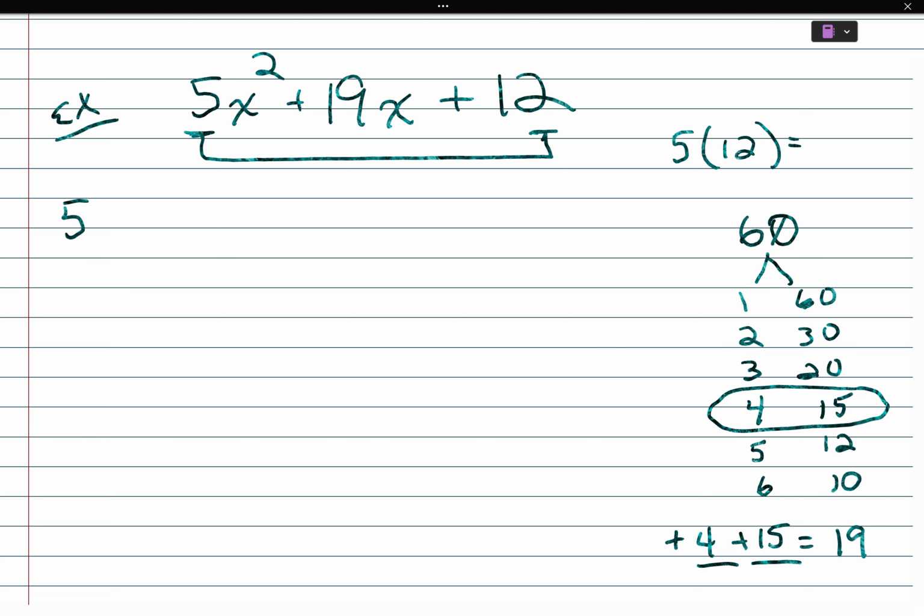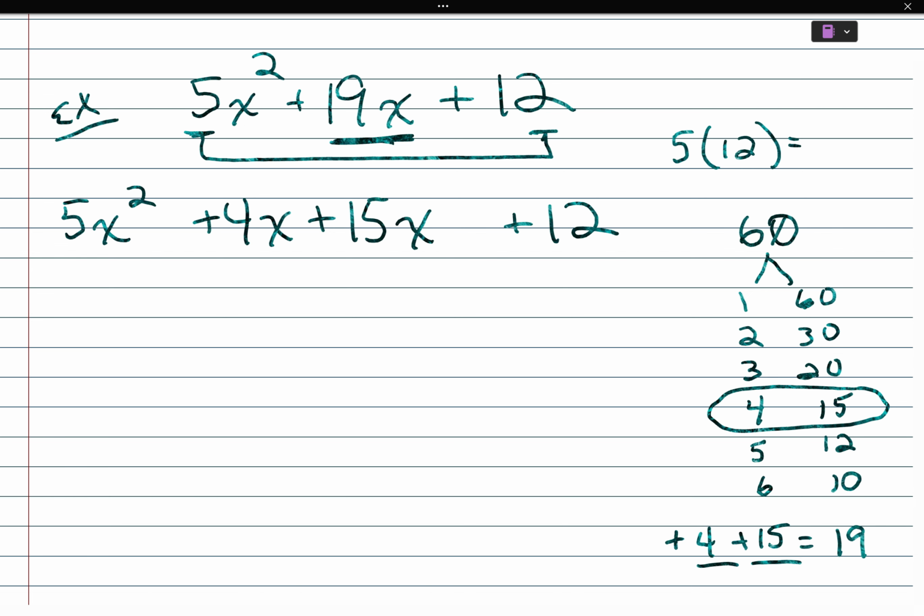So I rewrite my trinomial. The 5x squared, the leading term stays, the last term stays, the 12. However, that middle term is rewritten with what I just found. Positive 4, and don't forget the variable, and a positive 15, and don't forget the variable.